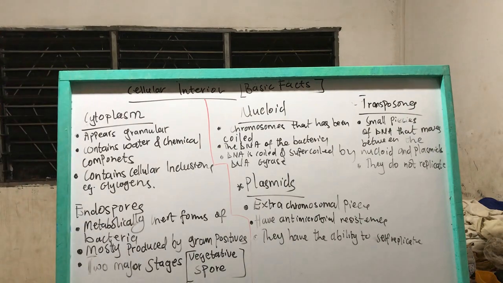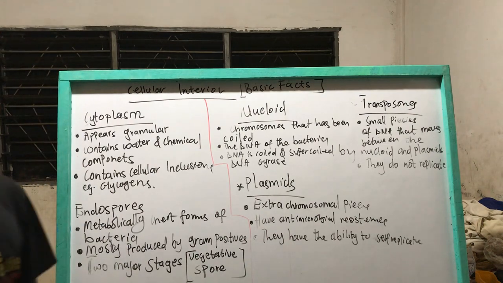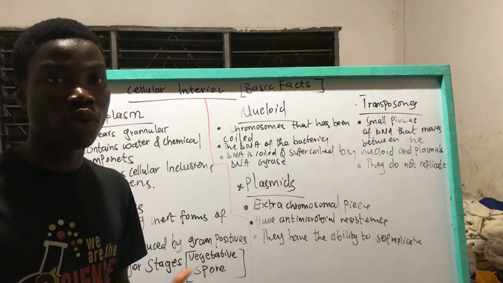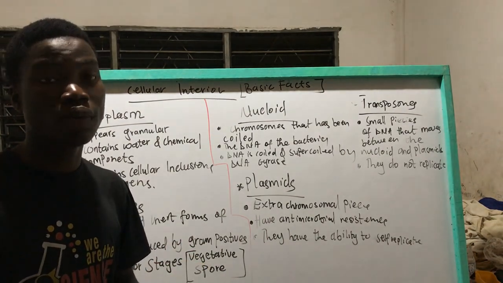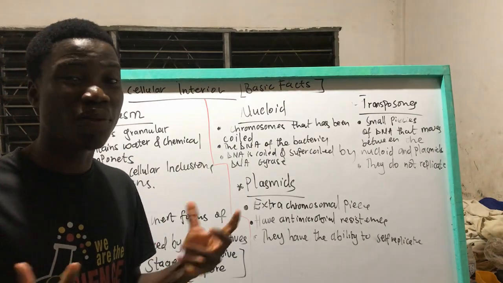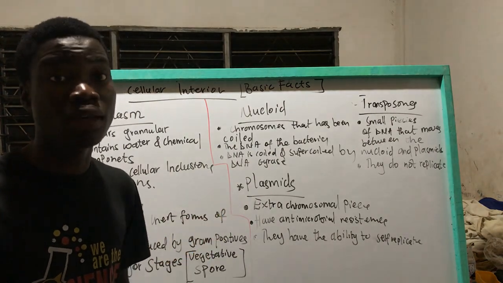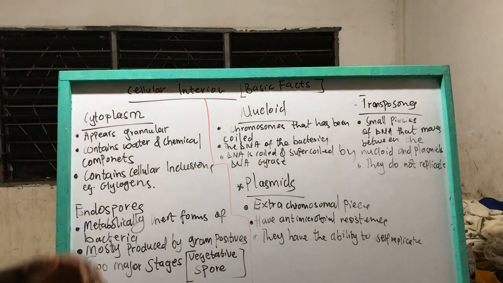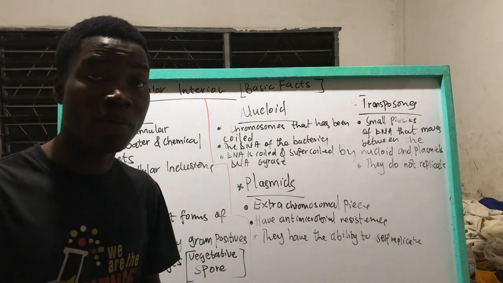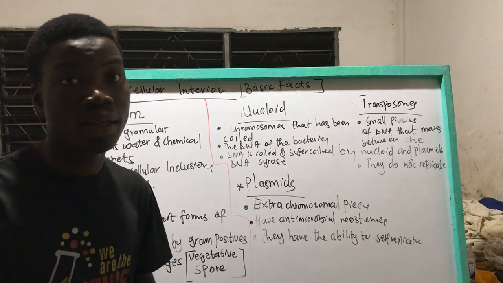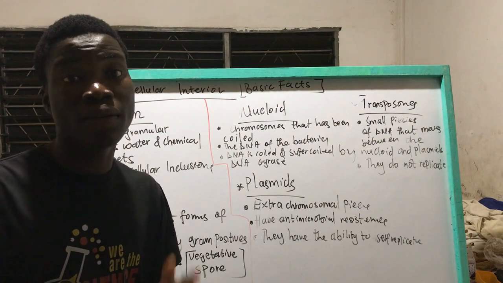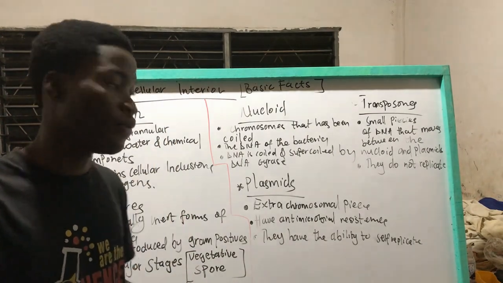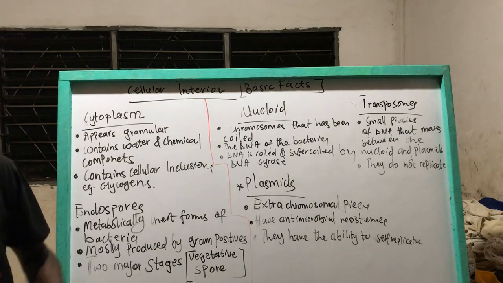Now we also have the endospores. The endospores are actually the inert forms of the bacteria. When we say inert forms, we mean the inactive forms of the bacteria, and it is mostly produced by the gram-positive bacteria, and basically it is in two various forms. We have the vegetative stage and the spore formation stage.